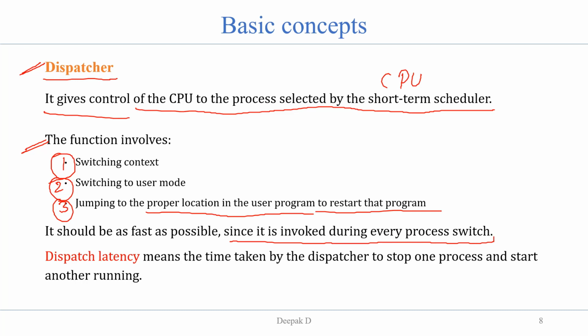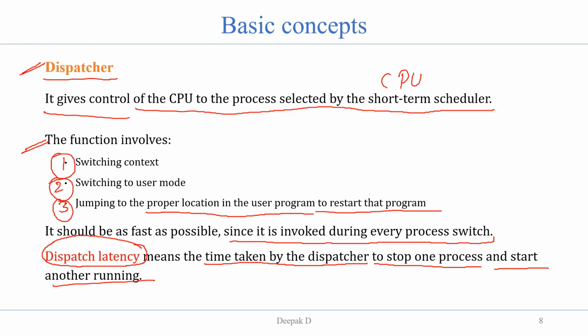You have another important term called dispatch latency. What actually is it? It is the time taken by the dispatcher to stop one process and start another process running. So this is called dispatch latency. These are all the basic concepts with respect to CPU scheduling. What have we discussed? We have discussed the CPU-IO burst cycle, CPU scheduler, preemptive and non-preemptive scheduling, and the last concept is the dispatcher.